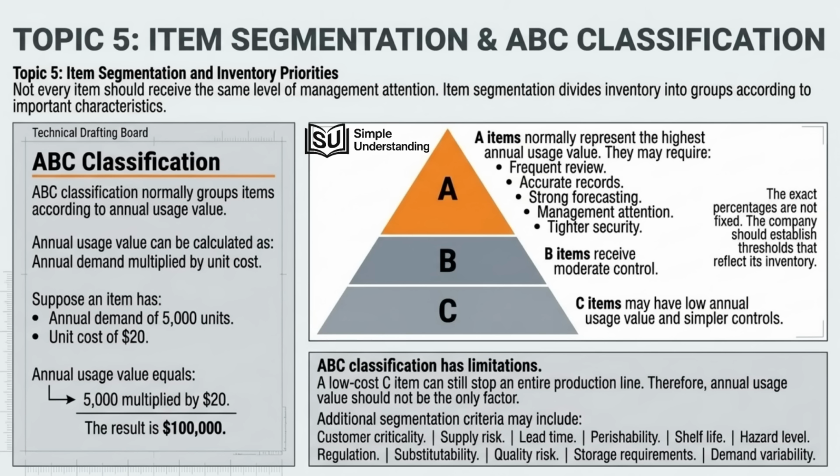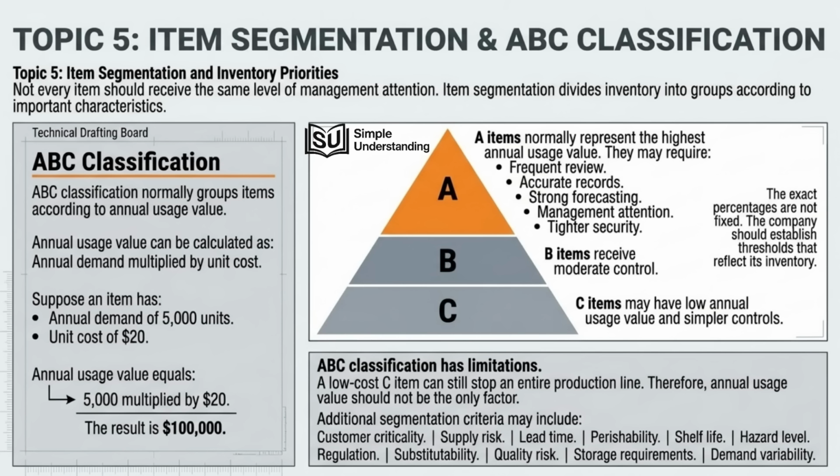A items normally represent the highest annual usage value. They may require frequent review, accurate records, strong forecasting, management attention, tighter security. B items receive moderate control. C items may have low annual usage value and simpler controls. The exact percentages are not fixed. The company should establish thresholds that reflect its inventory.